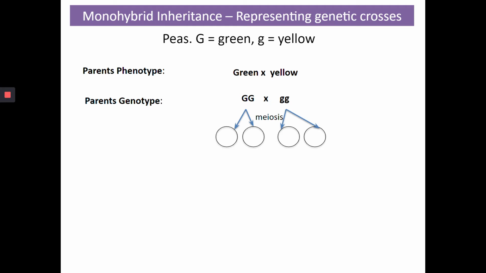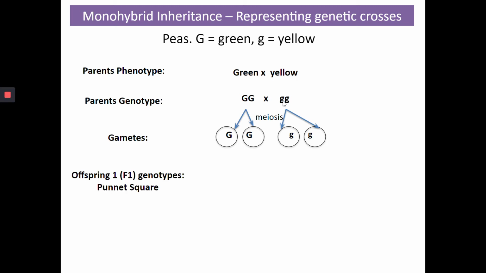Meiosis happens. Remember, meiosis is not a part of the reproduction. Meiosis is that step which helps the parents to have their own gametes. Now this capital G parent will produce two different types of gametes, and small g will produce two different types of gametes. But since they are homozygous, that means both their alleles are same, so all of their gametes' genotype would be same. That means this parent will only produce capital G type of gametes, and this parent will produce only small g type of gametes.